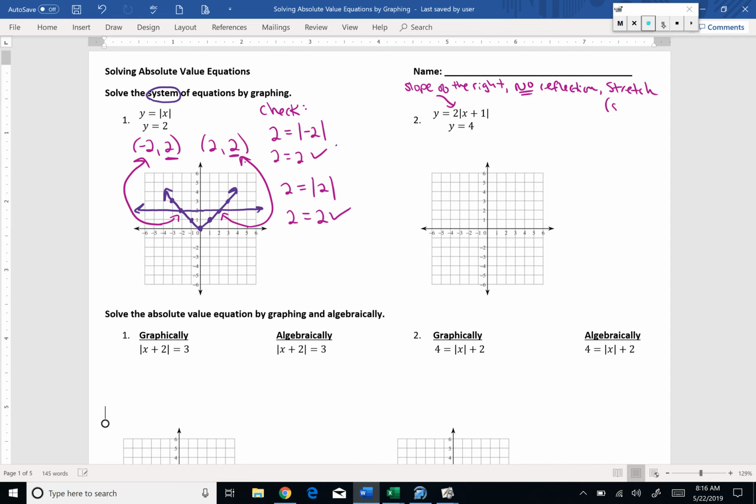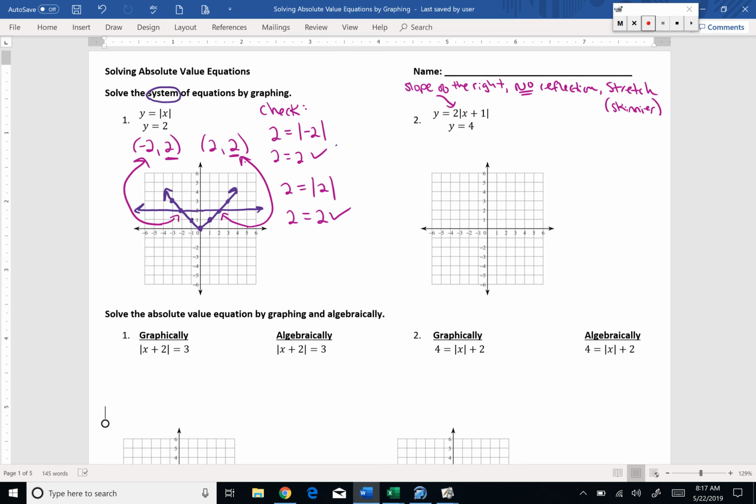Which means, and you might be thinking, Miss Golly, what was the point of having to say if it stretches or not? That's how I know my graph should look skinnier. So when I graph it, if my graph's looking pretty flat, I know I made a mistake. All right, so that 2 out front tells me the slope of the right side. It's positive, so it's no reflection, which means it's going to open up and look like a V. And it's going to stretch, which means we're going to have a skinnier V.